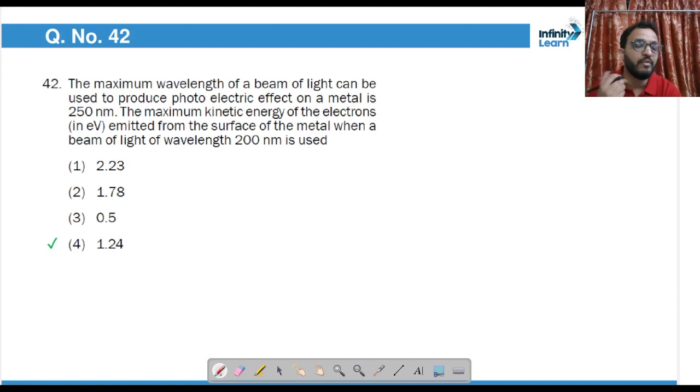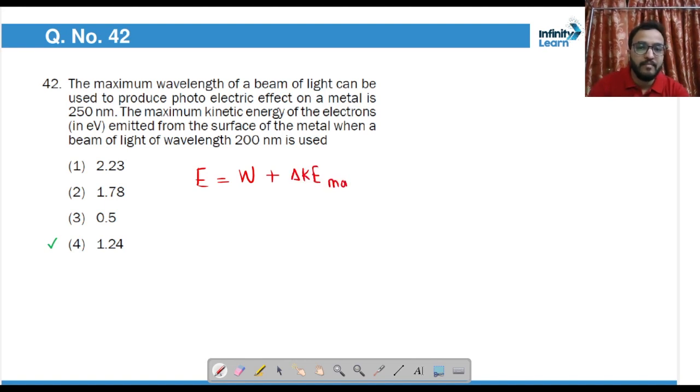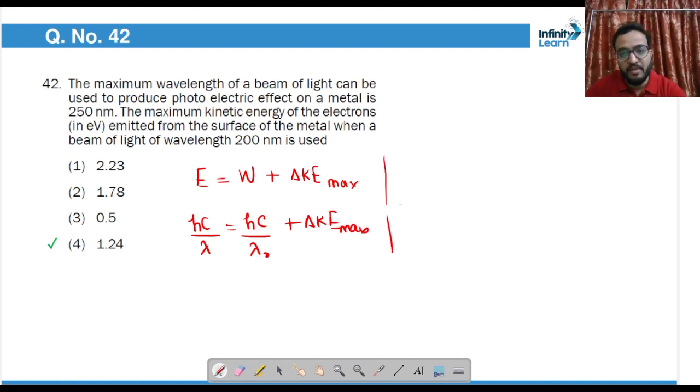Okay. 42. The maximum wavelength of a beam of light that can be used to produce photoelectric effect on a metal is simple. See, they have given us, see, we know that E is equals to work function plus maximum kinetic energy, right? So E is what? Hc by lambda. This is Hc by lambda naught plus KE max.